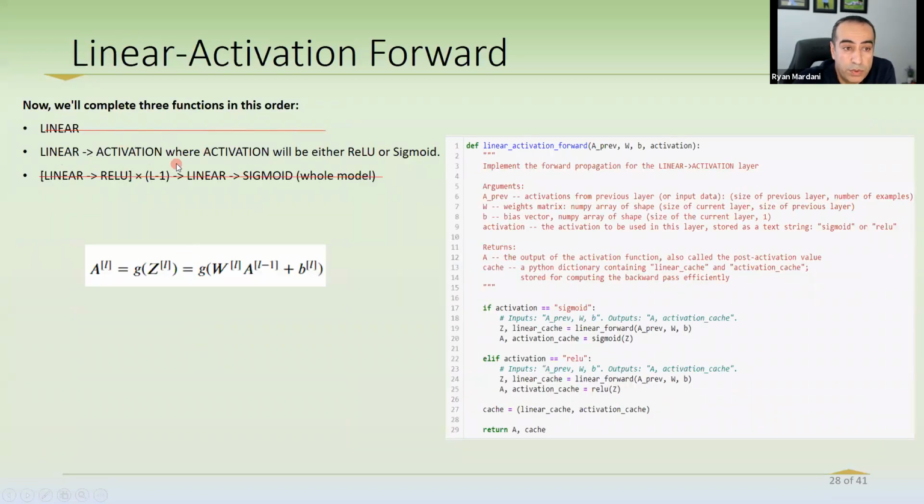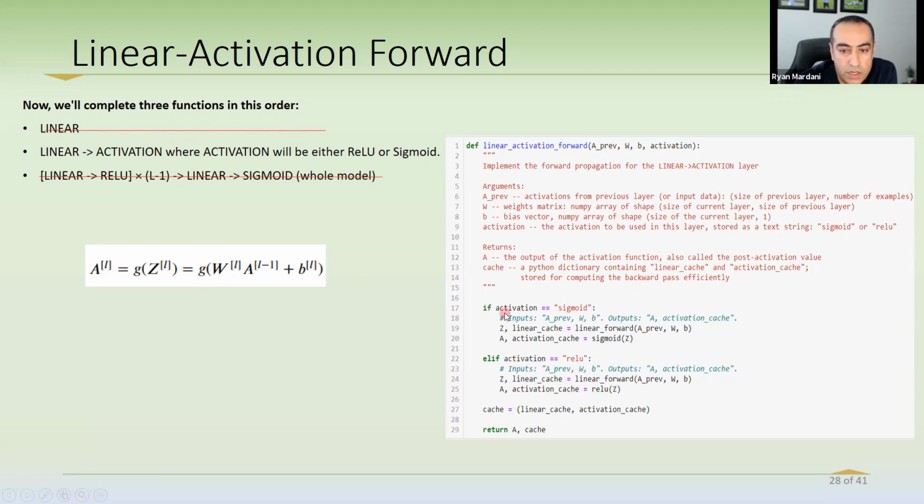Doing the second part of this activation function, we are going to use this equation. We will multiply the weight matrix of layer L by A, which comes from the previous layer, not the current one, and we add the bias. Then the activation function we will decide inside the linear activation function.